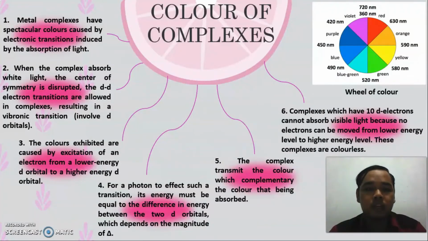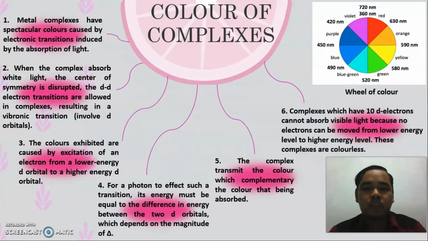Color of complexes. Metal complexes have particular color caused by electronic transition induced by absorption of light. When the complex absorbs white light, the center of symmetry is disrupted. The d-d electron transition are allowed in the complexes, resulting in vibronic transition. The color exhibited is caused by excitation of electron from a low energy d orbital to a higher energy d orbital, but energy must be equal to the difference in energy between the two d orbitals, which depends on the magnitude of the delta. The complex transmits the color which is complementary to the color that is being absorbed. The complementary color can be referred to yellow color.